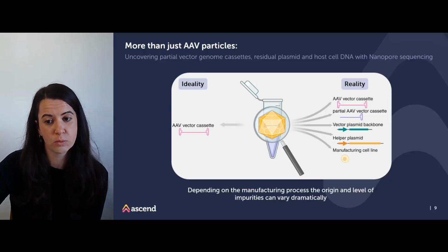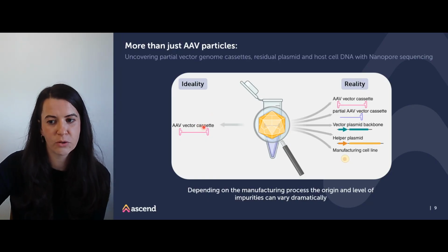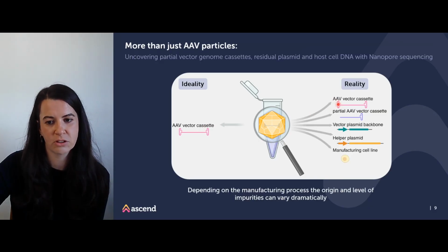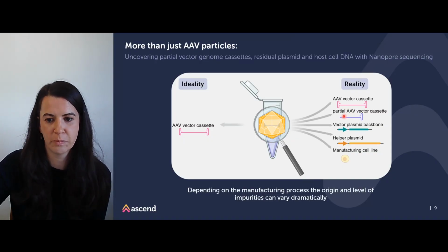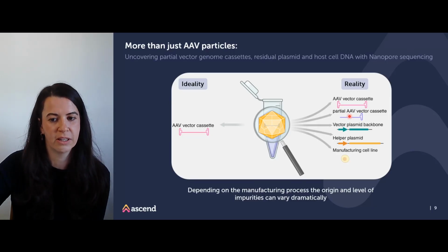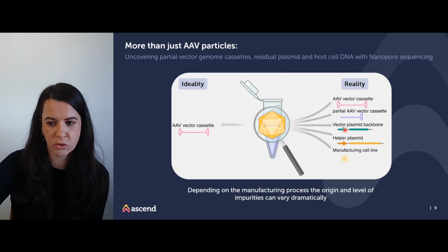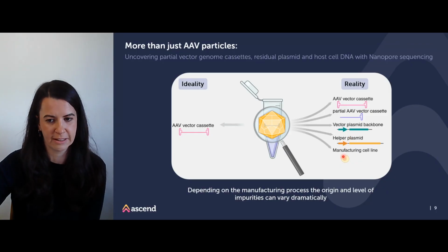So while in an ideal world, only the vector cassette would be packaged into our AAV, and only this would be analyzed via NGS. However, we all know that reality is different. We do have the full AAV vector cassette as the main component, but also know that nature isn't perfect, and also partials are packaged into our batch. So we find transgene fragments with only one ITR or even without any. Then there's the vector plasmid backbone that can appear in the manufactured AAV batch, as well as the helper plasmid or parts of it, and of course the manufacturing cell line DNA.